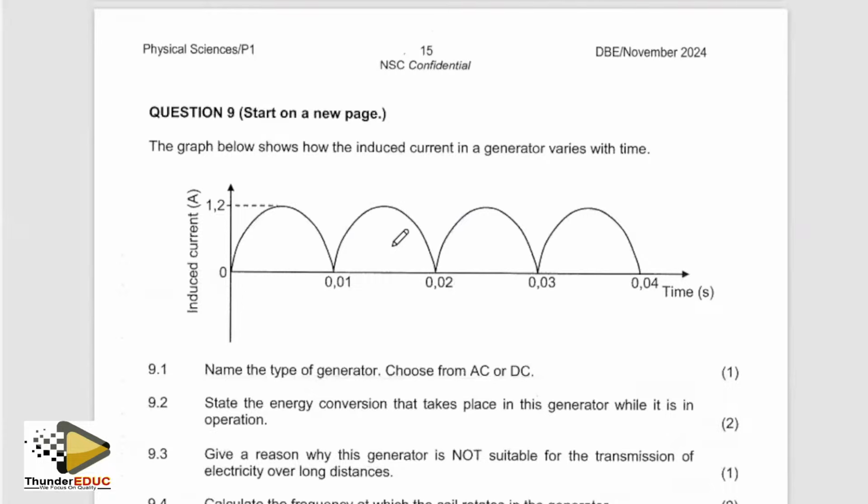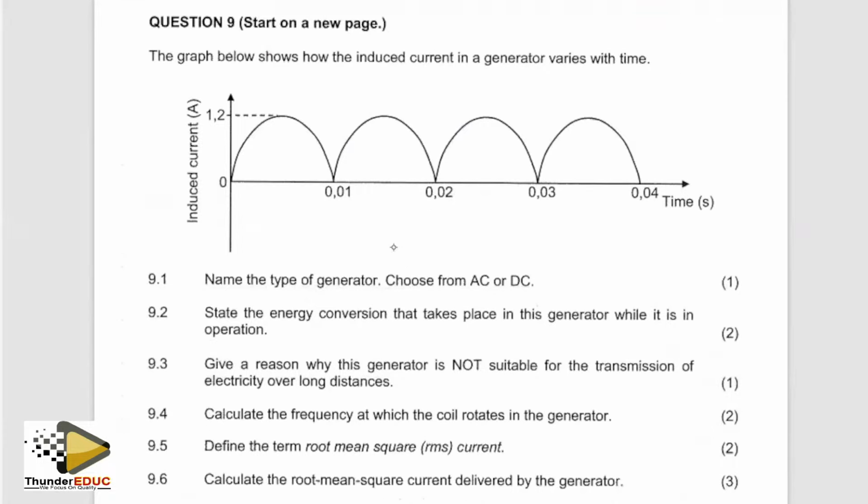Then question number 9. The graph below shows how induced current in a generator varies with time. What type of generator is this? We must choose AC or DC. Based on the graph, I'm going to go with the DC, because with the DC we just have those humps. Had it been a wave or a sine graph, then that would be the AC. So it's a DC for this case. Then state the energy conversion that takes place in this generator while it is in operation.